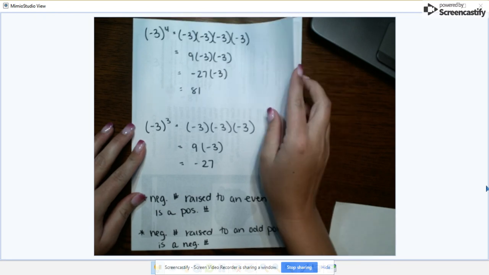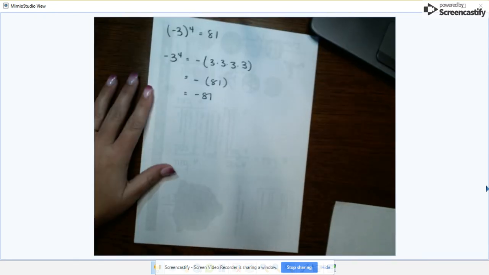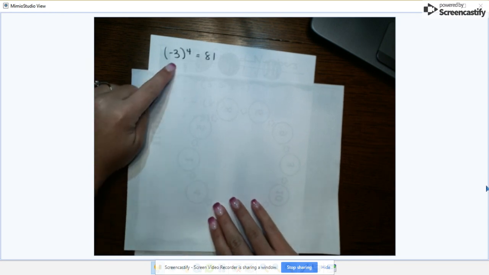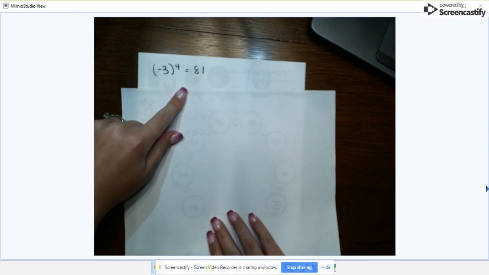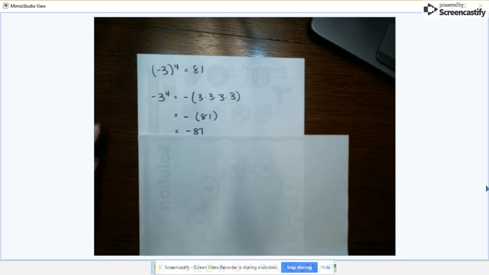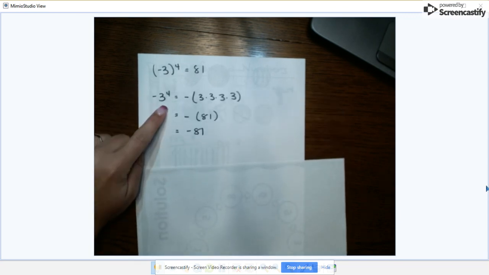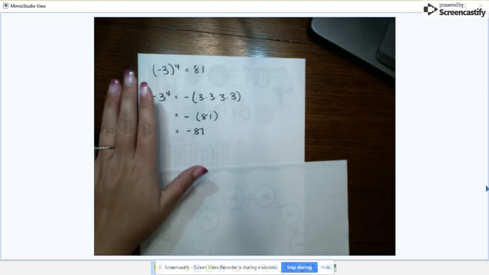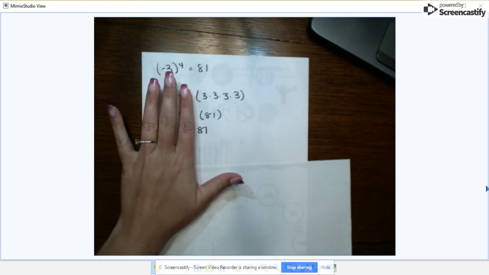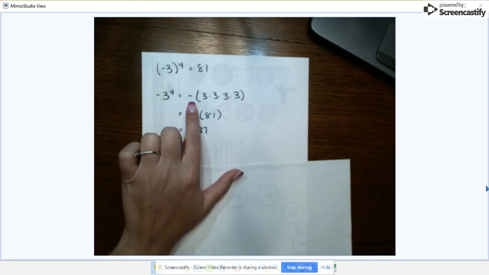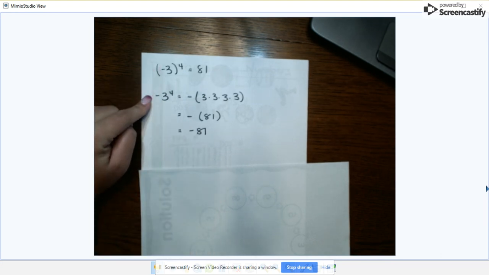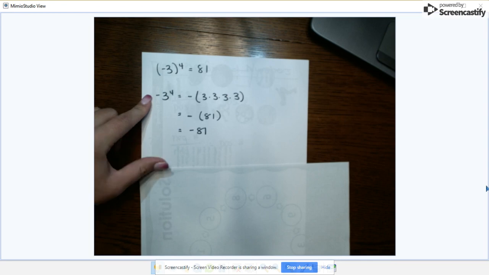Now, something that is typically confused: -3 in parentheses to the 4th power we just said gives us a positive 81. However, this is different. Negative and then 3 to the 4th means that 3 is being raised to the 4th power, and then we're applying that negative at the very end. So I ignore that negative. I do 3 to the 4th, which gives me positive 81, and then I apply that negative on the outside. So be very careful. These are different things, and they will be different if you type them into your calculator as well.